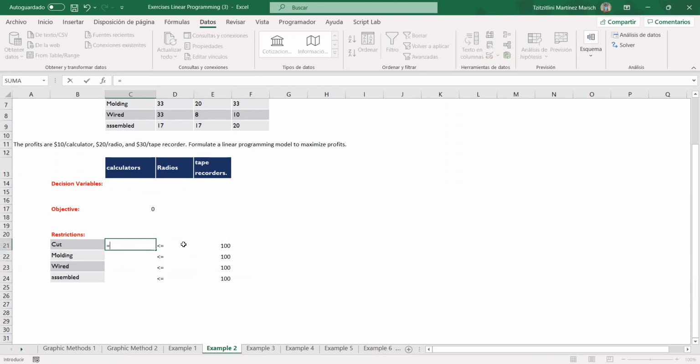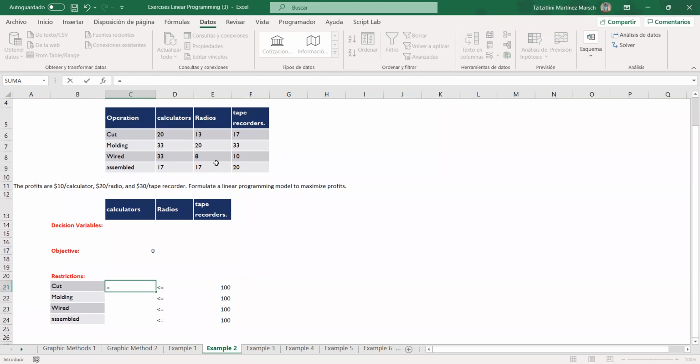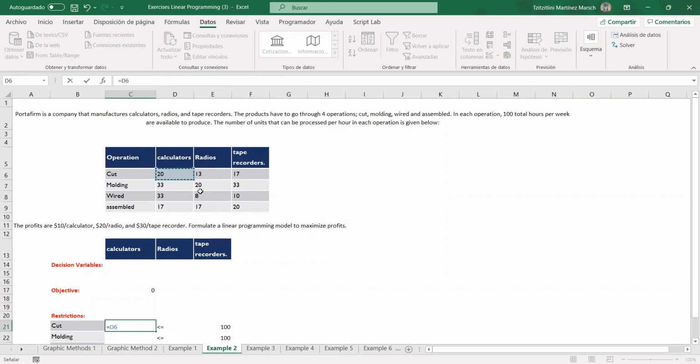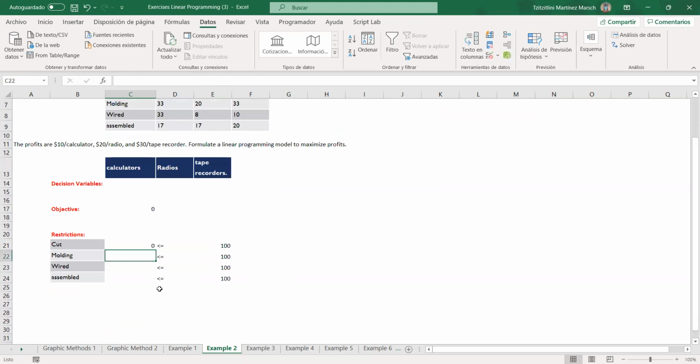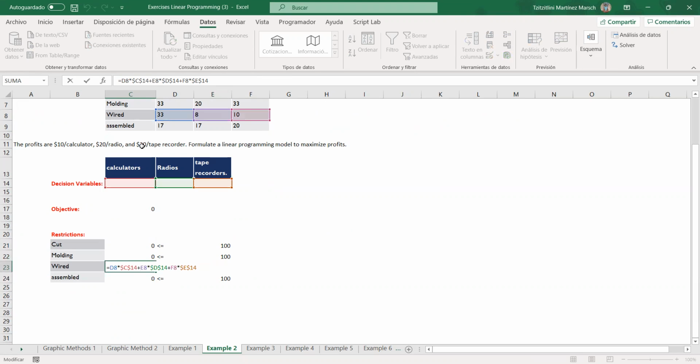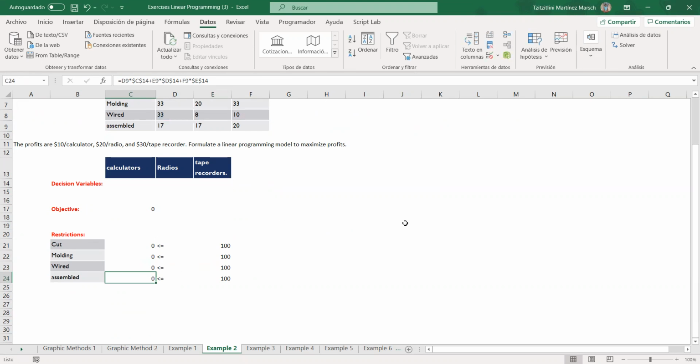But what is my formula? We have the number of minutes or hours that it takes to make it. So it's going to be 20 times however many calculators, times the number of radios, plus 17 times the number of tape recorders. That gives me 0. And we're going to pull the formula down just to check, since I won't have to do it one by one. Right now, the wiring is making that calculation.